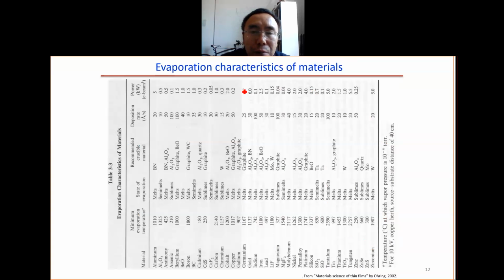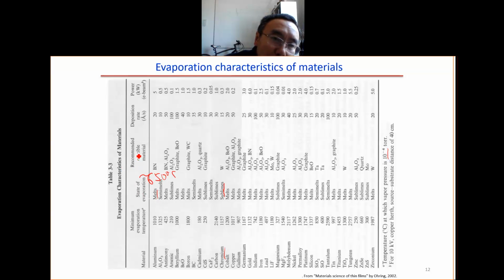So here are the evaporation properties for different materials. Here are the materials: for example, chromium, copper, cobalt, all the materials here. This is the minimum evaporation temperature corresponding to 10 to the minus 4 torr. Those are the temperatures that give 10 to the minus 4 torr pressure. So this is the state of the evaporation. For chromium, we have sublimation. For aluminum, it gets melted. The melting point of aluminum is about 650 degrees, so at this temperature, 1000 degrees, the aluminum gets melted.